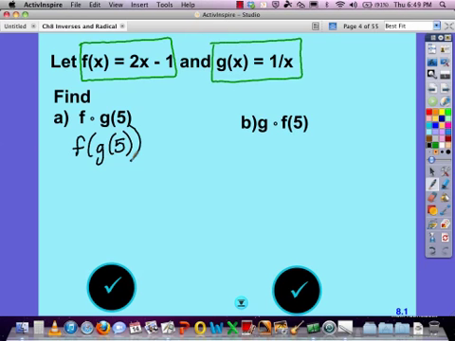So there's the 5. It goes into the g rule. The g rule is nothing more than 1 over x. Well, our x value is 5, so we now have done g of 5. G of 5 is the number 1/5. Now you have to take that result, 1/5, and put it into the f rule wherever there's a variable. So now, putting it into the f rule says take 2 times your value, and our value currently is 1/5, and subtract 1.